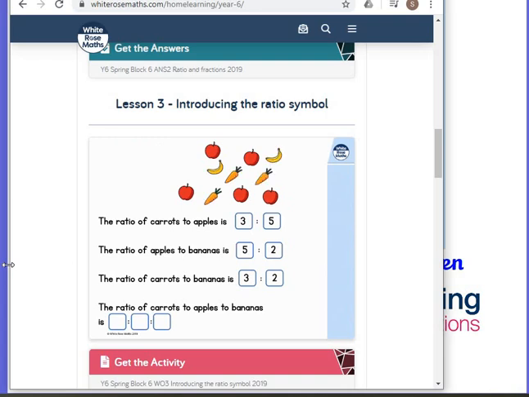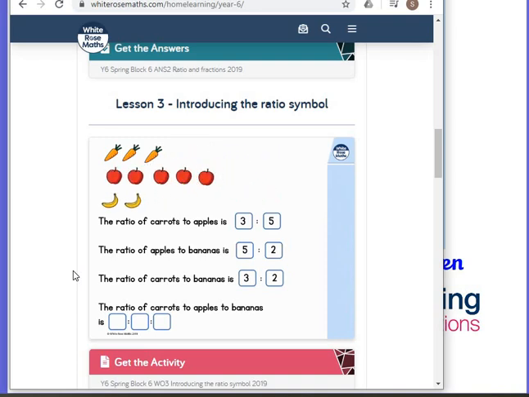What about our final sentence? I'm asked to compare all 3. The ratio of carrots to apples to bananas is blank to blank to blank. Let's rearrange them. Now I can see for every 3 carrots I have 5 apples and 2 bananas. So the ratio of carrots to apples to bananas is 3 to 5 to 2. The 3 representing the carrots, the 5 representing the apples, and the 2 representing the bananas. So the ratio is 3 to 5 to 2.